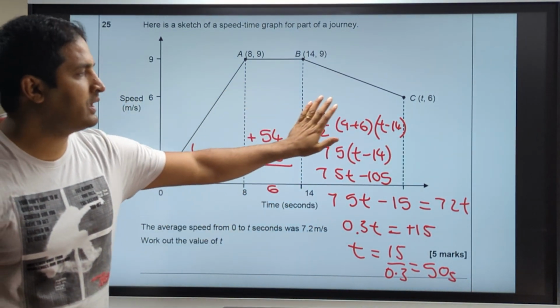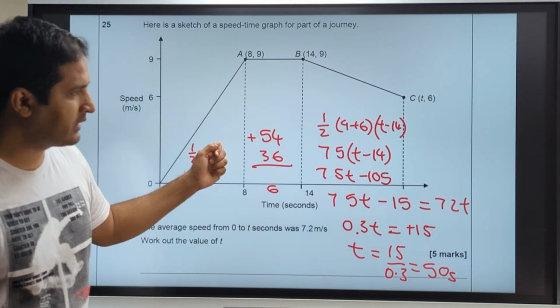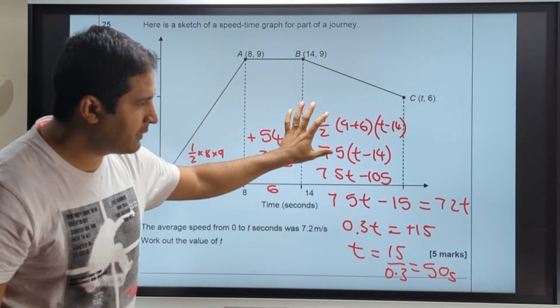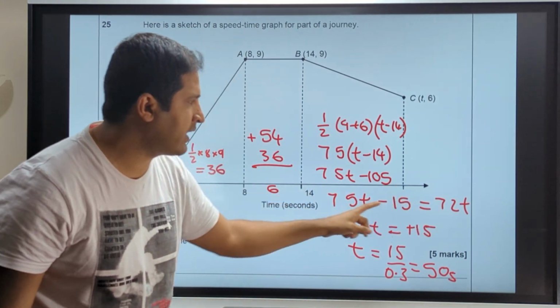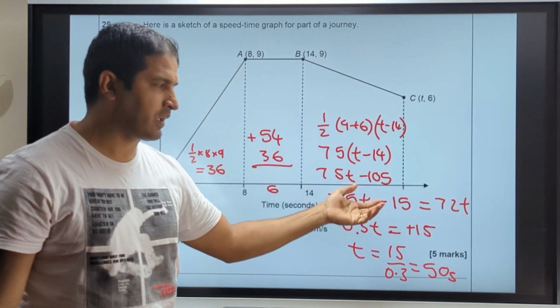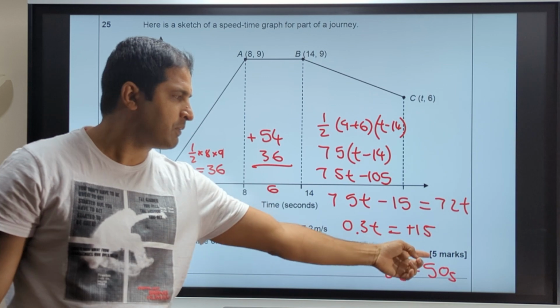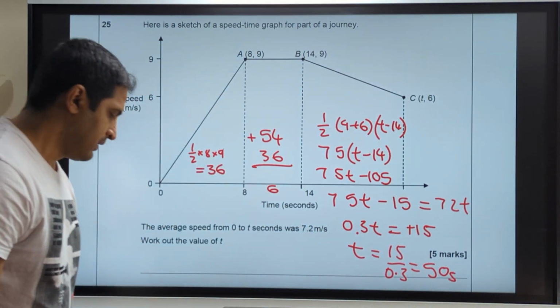Again, working out these individual things gets you marks: possibly 1 mark here, 2 marks if you compare it with that, 3 marks, 4 marks, and the 5th mark coming from getting that final value.